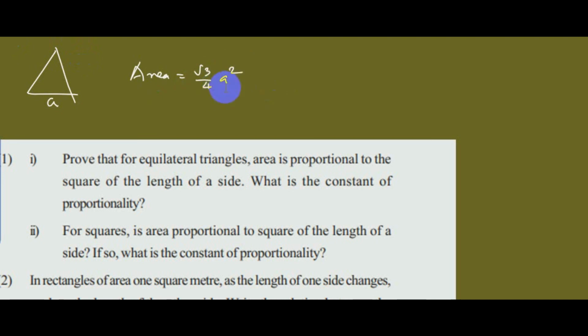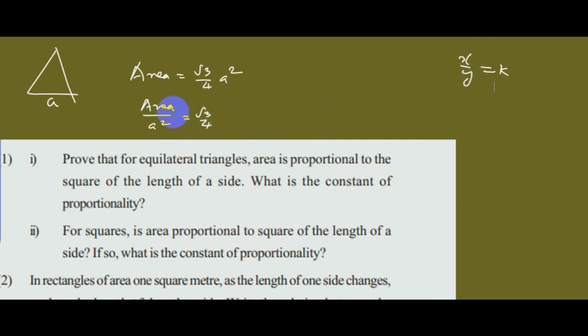Now, when this a square is taken to the other side, it will be area by a square. Area by a square is equal to root 3 by 4. Now, area by a square is in the form x by y is equal to k. If we see it like that, if x by y is equal to k or x is equal to ky, then what do we say? x and y are in direct proportion.